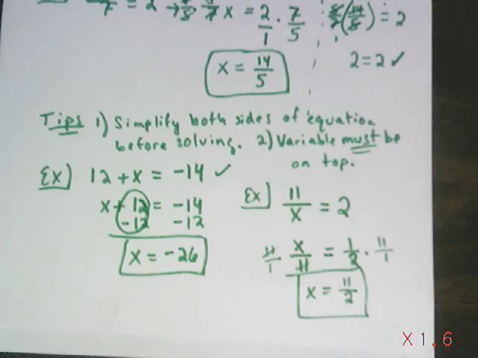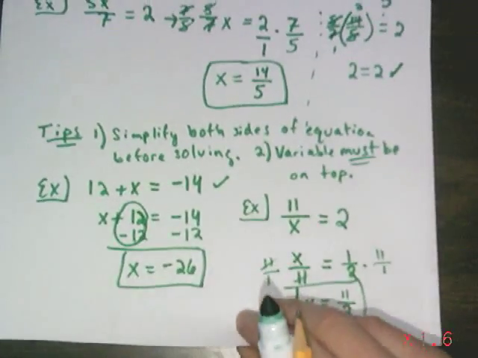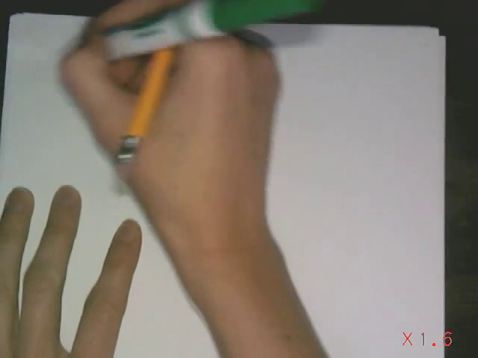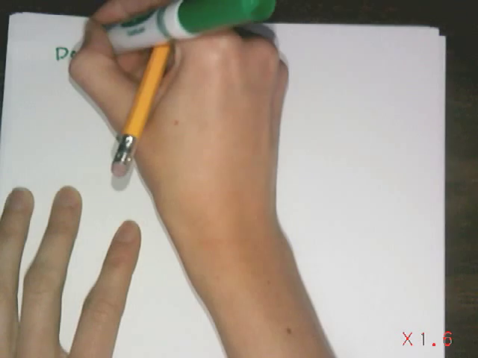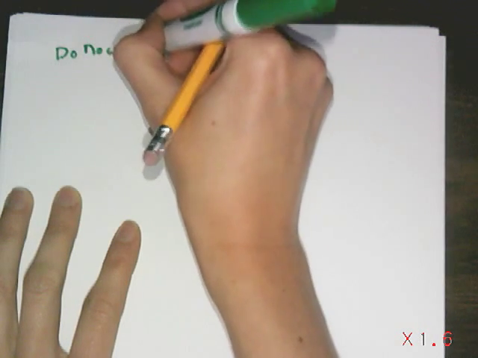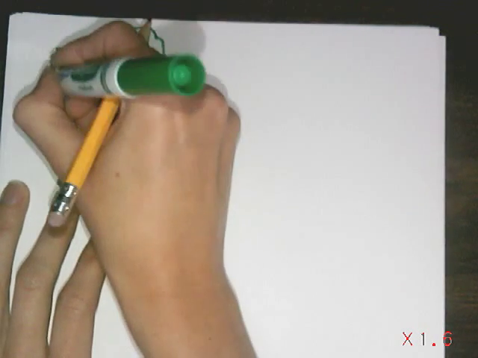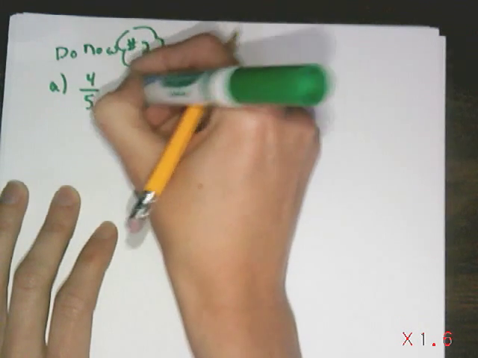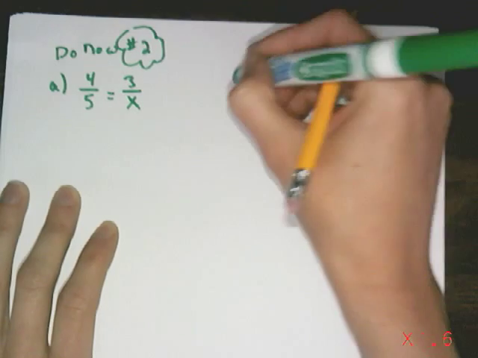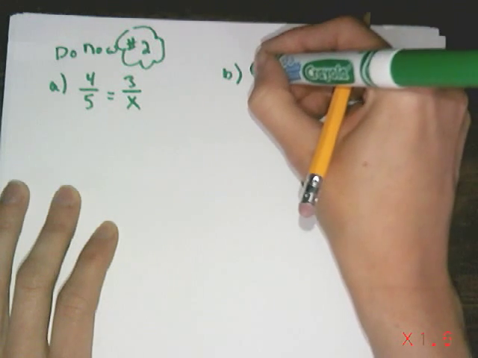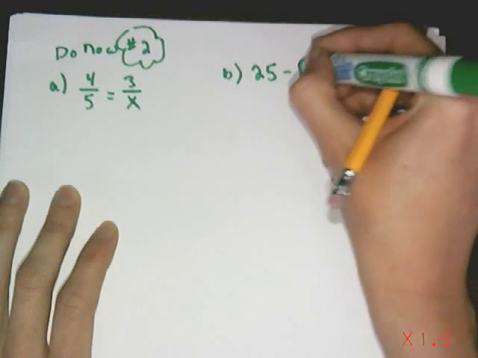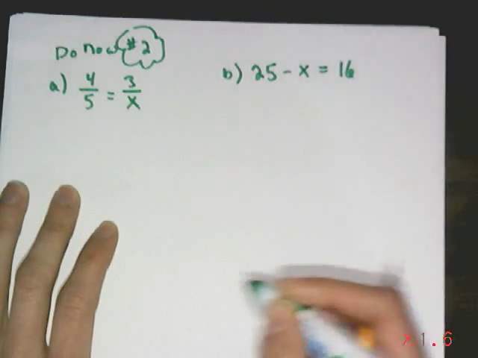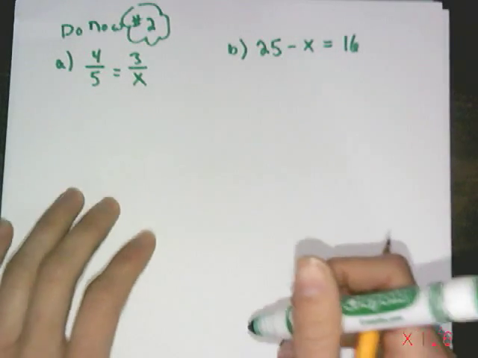Okay. So now we are to our second do now. So for do now number 2, I would like you to put a big old cloud, as Ms. Strickland says, it is a happy cloud, around do now number 2. So your first one, A, is the equation 4/5 is equal to 3 over x. And for the second one, you're going to solve 25 minus x is equal to 16. So go ahead and pause it, and then come back when you're finished.